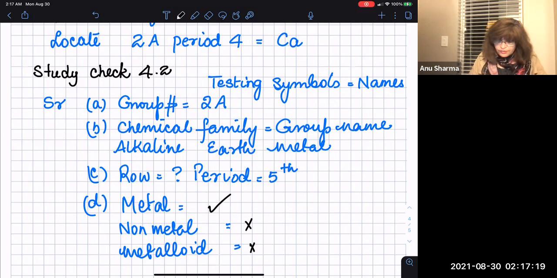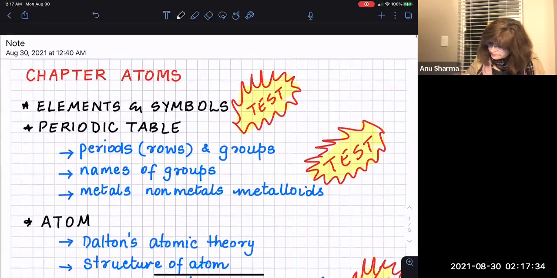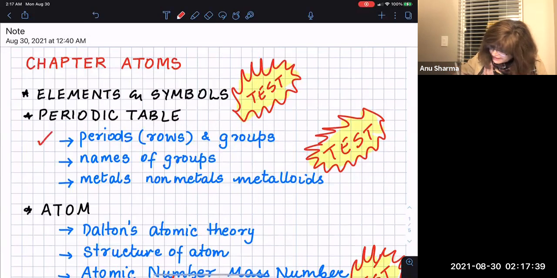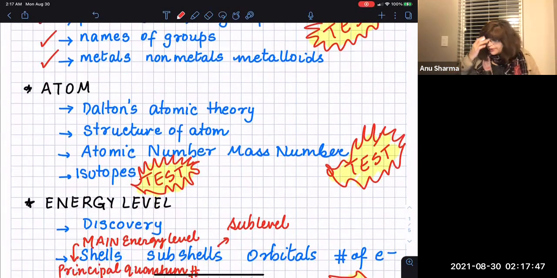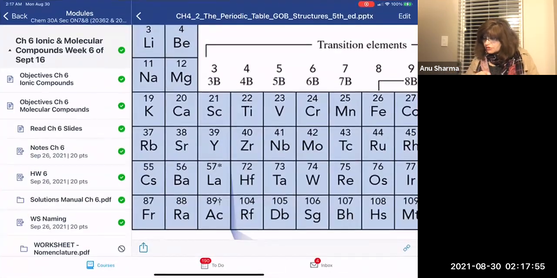And now we're going to just quickly run through the history and see how the atomic structure came into play. And then we will look at the next concept. After that is the isotopes. So we covered the periods, rows, and groups. We covered the names of the groups. We covered the metals, non-metals, and the metalloids. And we covered the symbols. Next is just going to be a quick thing. We covered the atomic number and the mass number. Next, let's look at the historical part, Dalton's atomic theory.